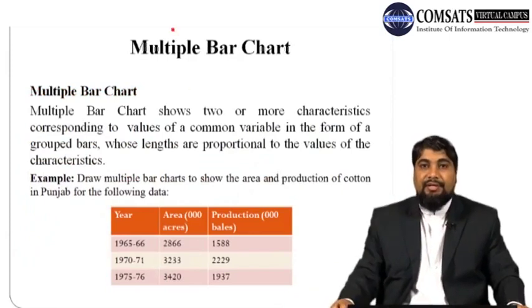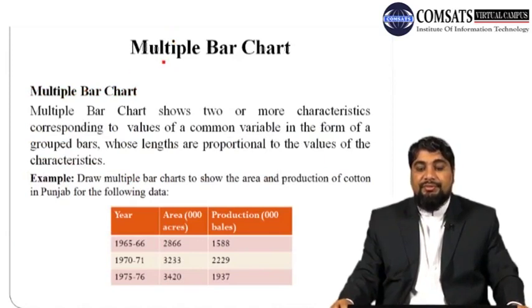So the next type of bar chart is the multiple bar chart. The multiple bar chart shows two or more characteristics corresponding to values of a common variable in the form of grouped bars, and the lengths of the bars are proportional to the values of the characteristics.